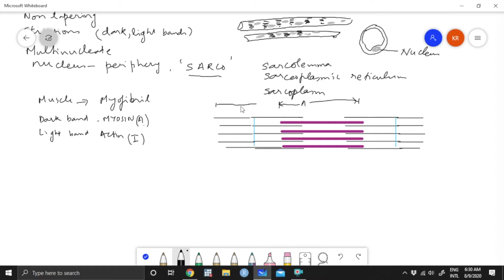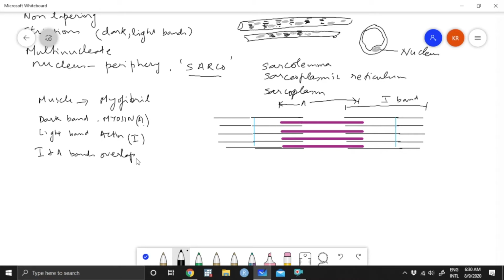Whereas this entire part is called as I band. So they overlap each other. I band and A band overlap each other. So I and A bands overlap.